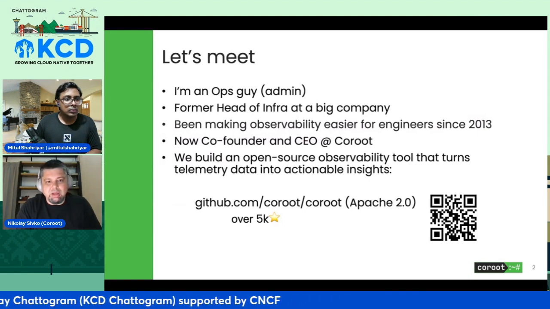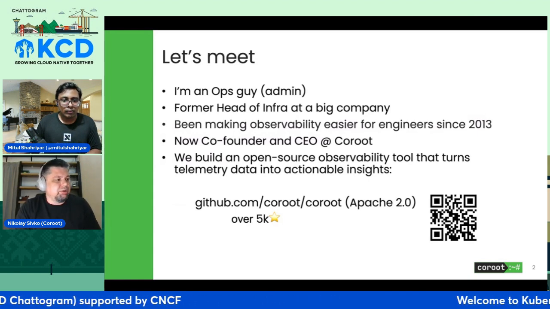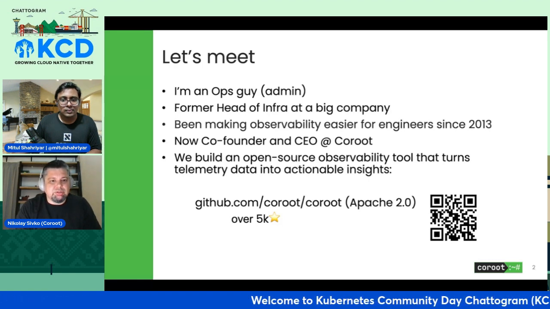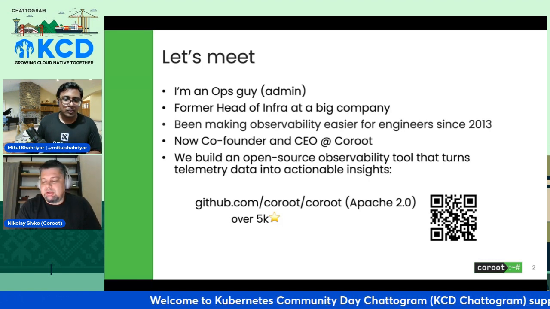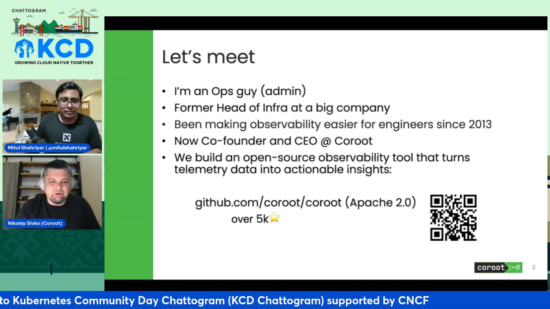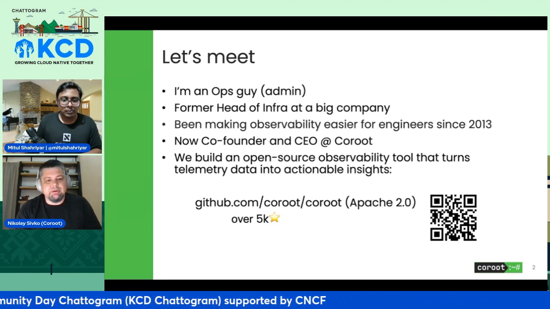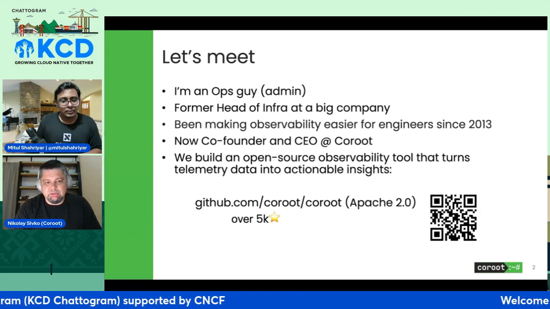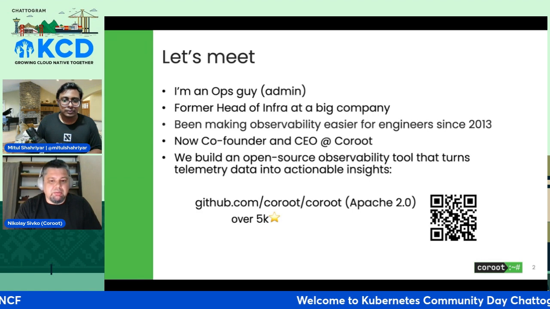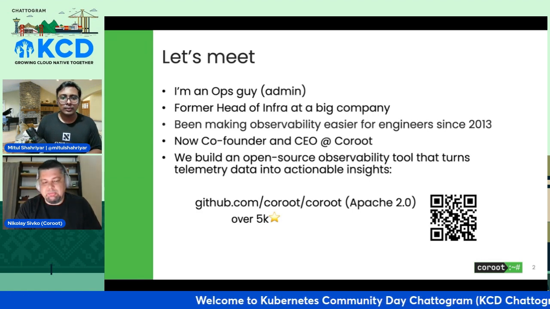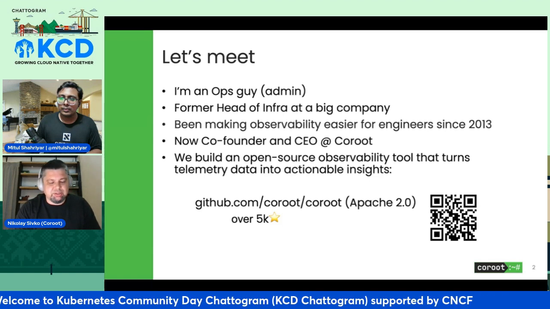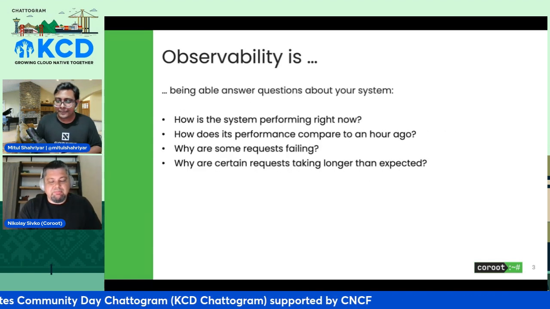A little bit of notes about me. I am an ops guy initially, and I worked a lot on building reliable infrastructures. At some point, I started to build observability tools and platforms, and now I'm focused on building Karoot. Karoot is an open source observability tool that covers all the aspects of observability in terms of metrics, logs, traces, and so on. But let's start from the very beginning.